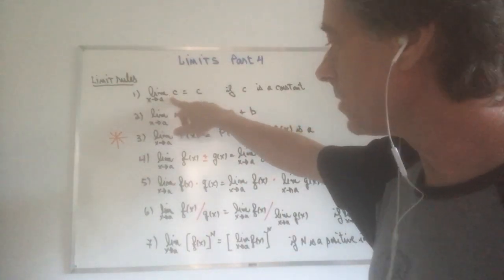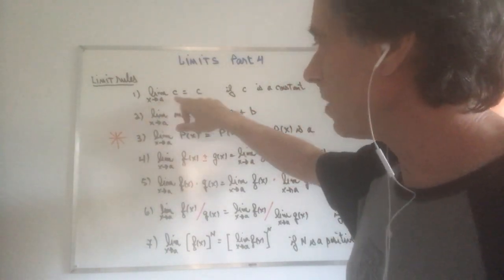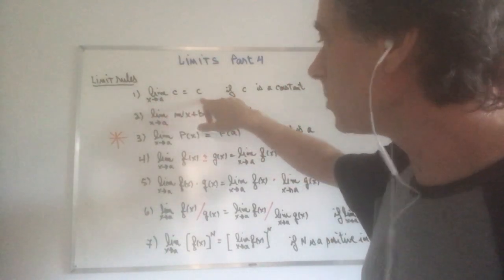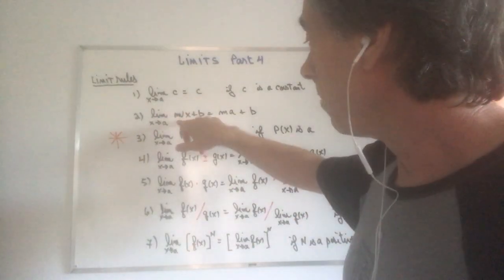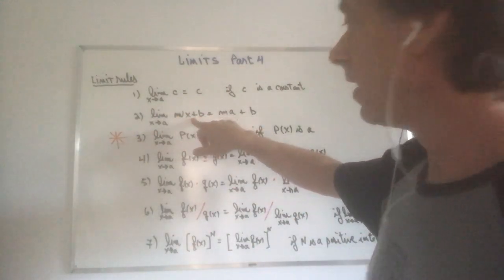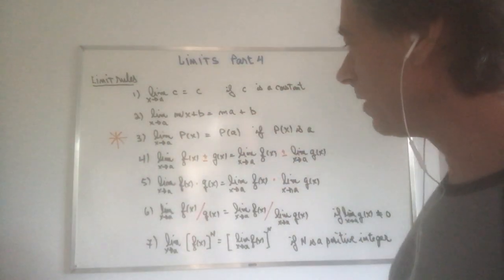The limit as x approaches a of a constant is a constant. So for example, the limit as x approaches 7 of 100 is 100, no matter what x approaches. Limit of, we recognize this, the equation of a line. So I can replace x with a and get ma plus b.